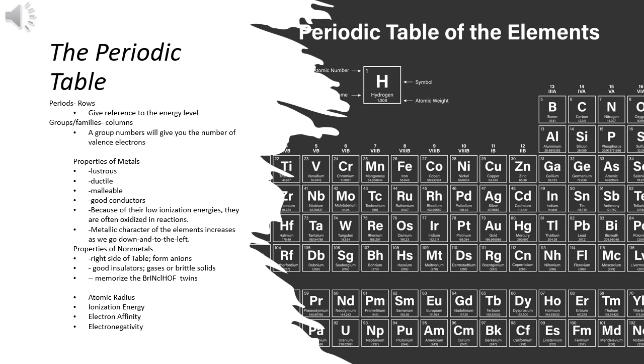Some properties of nonmetals: they're on the right side of the table. They form anions. They're good insulators. Gases and brittle solids. And it's a good idea to memorize the Brinkelhoff twins. Other things we can tell from the periodic table are atomic radius, ionization energy, electron affinity, and electronegativity.